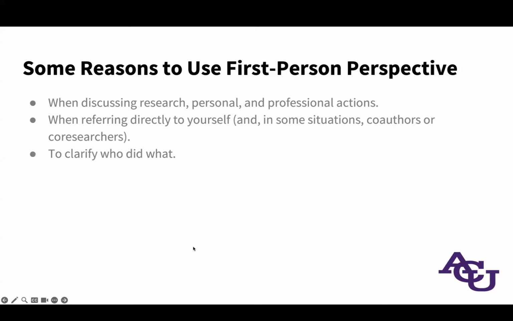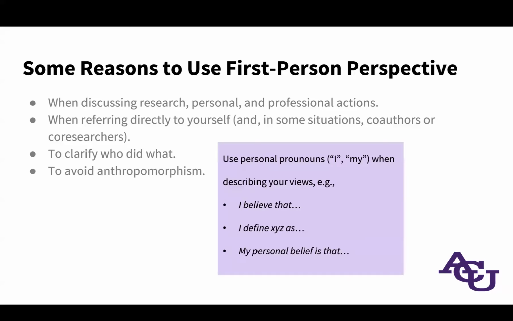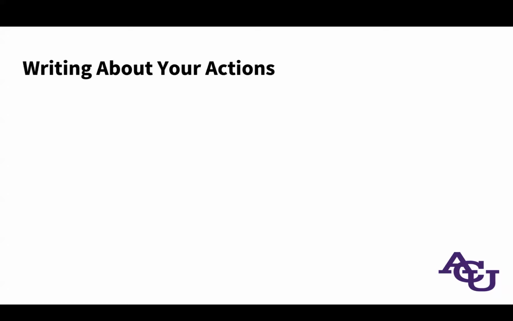To clarify who did what: I interviewed these people. To avoid anthropomorphism, especially in this age of AI, we want to be clear about who did what and who gets responsibility. And if you're describing your personal views, it's absolutely appropriate and helpful to use personal pronouns like, I believe that, I define this as, my personal belief is whatever it is.